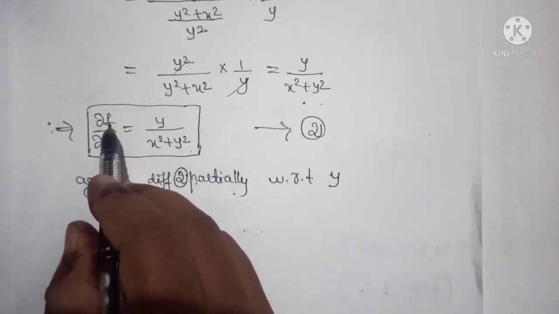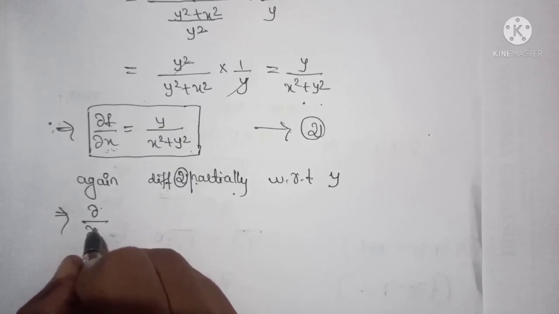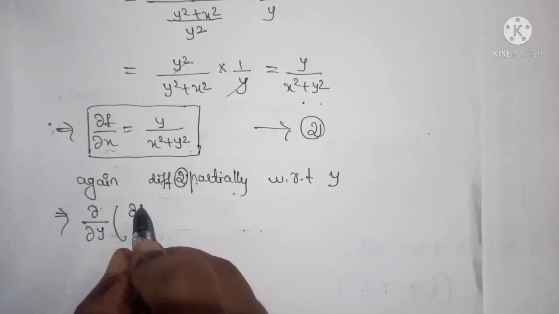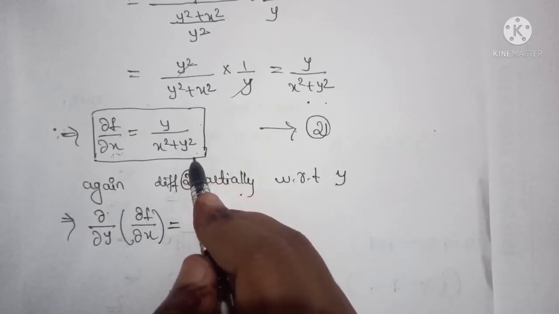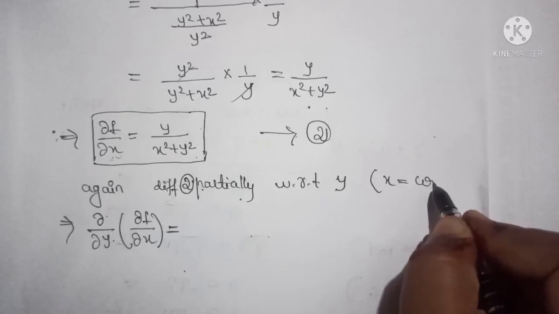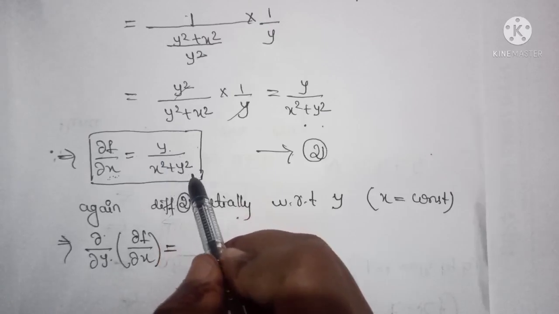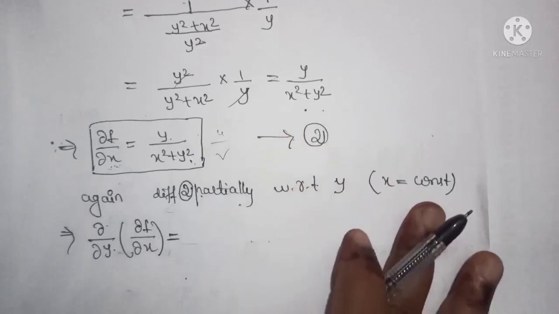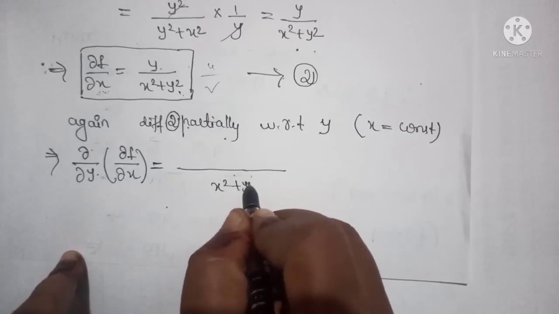So differentiating partially this, we get ∂/∂y. This is partial differentiation; we are differentiating this function, therefore ∂f/∂x is equal to, now you can observe that it is u by v form because we are differentiating partially. Remember that we need to treat x as constant here. So here x being constant, but in the numerator and denominator we have y term, so therefore we have to treat this as u by v function.